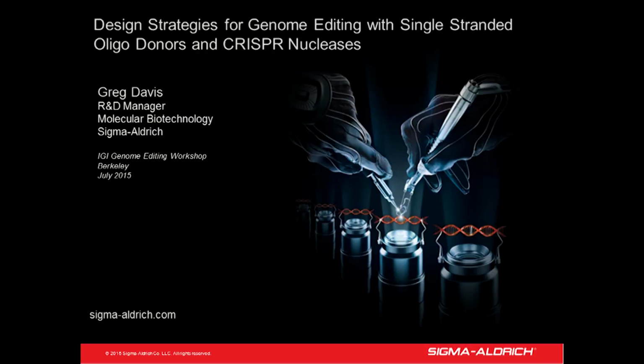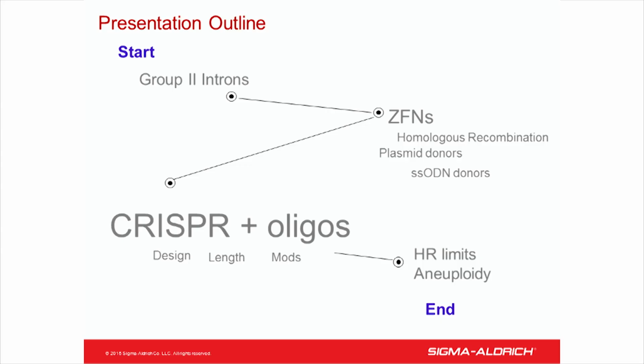I think the talk's supposed to be about 30 minutes. I know it's late, so I'll try to move along. This is just a visual map of what I'm going to talk about. I'll talk a little bit about group 2 introns at the beginning, very briefly. Then I'll go over ZFNs, homologous recombination, and what we did with single-stranded donors. Then I'll spend most of the time on CRISPR and oligos, and then look at design, length, mods, and things that you can put on them. I'm going to try to be brutally practical here.